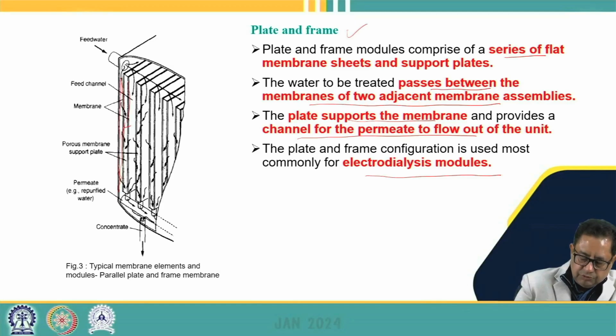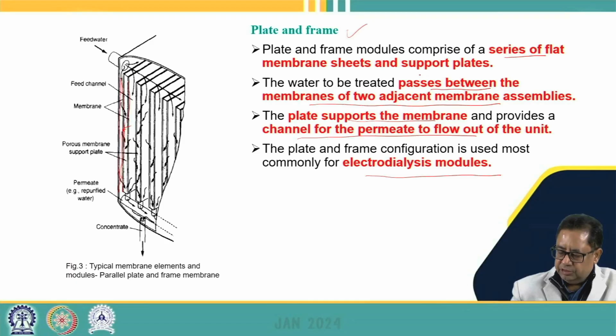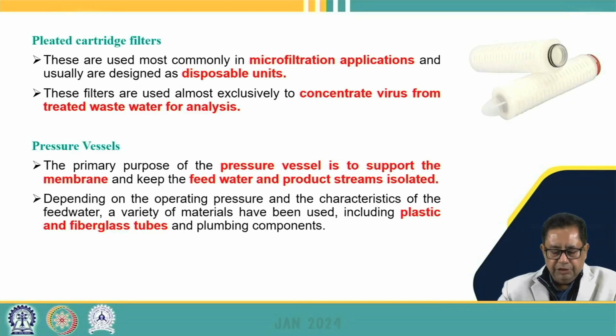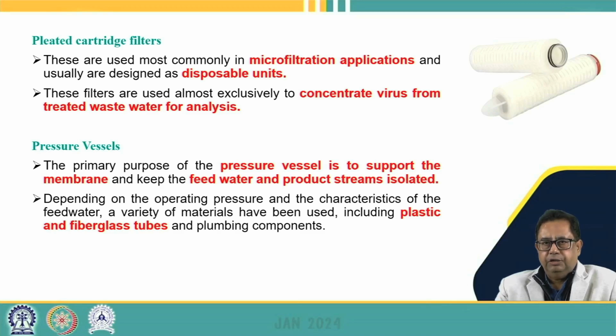The water passes through these flat membrane sheets and goes into the space between the two membranes by the support plates, and through this the water may go out. The permeate is collected here, and the water which is not purified goes out as concentrate through this module. We can also have pleated cartridge filters, which can be applied for microfiltration and are generally used as disposable units. They are mainly used to concentrate virus from treated water or wastewater, so that we can analyze the virus in the water or wastewater.